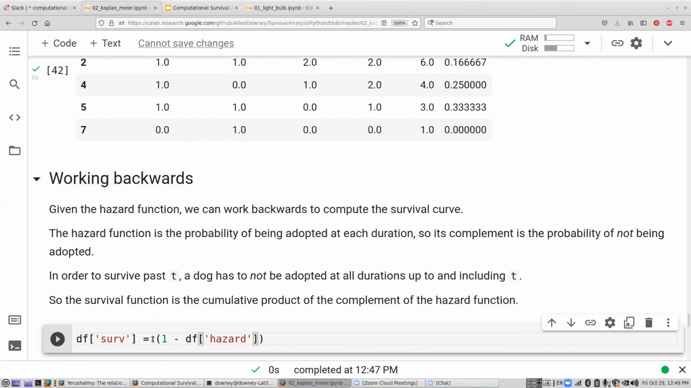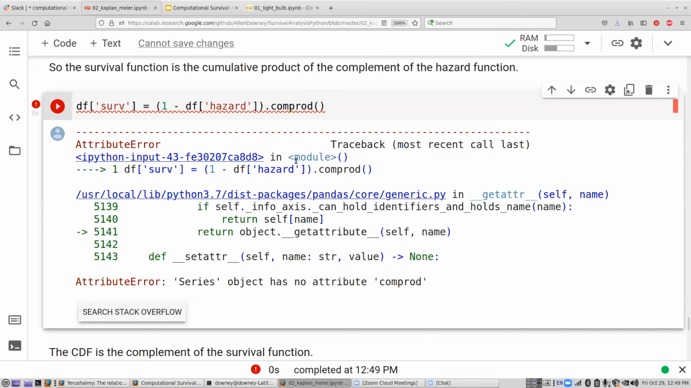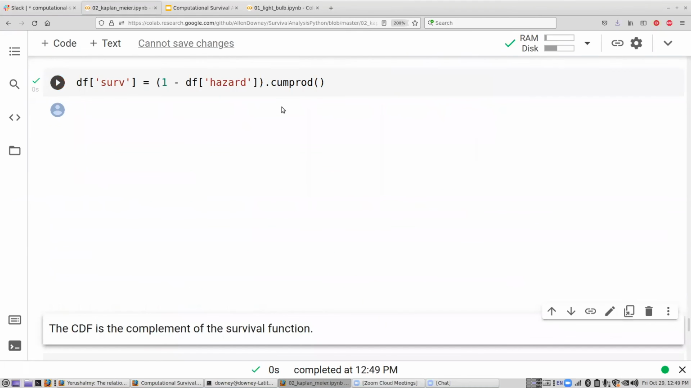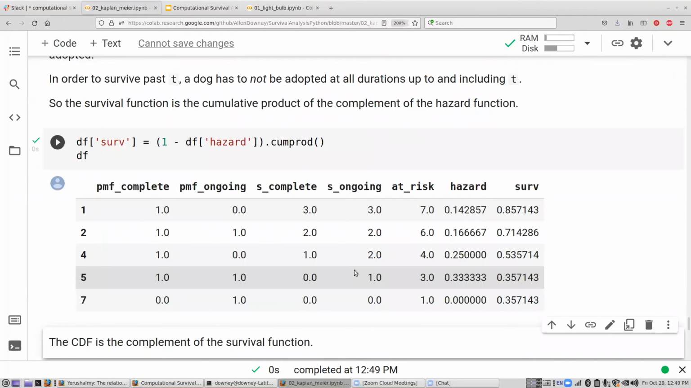So if I'm not adopted at time 0, and I'm not adopted at time 1, and I'm not adopted at time 2, the probability is the product of each of those. And so if I take this hazard function, compute the complement, and then compute the cumulative product, that will be the survival function. That is my chance of making it past all of these gates. So you can think of each of them as being a gate where I have some probability of surviving, and the cumulative product is the probability of surviving past all the gates.